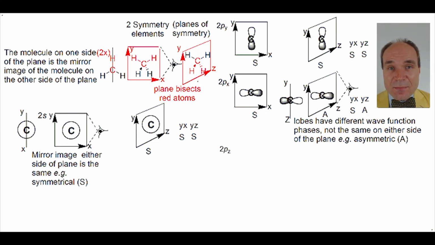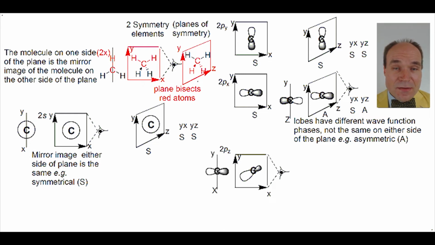Finally, let's have a look at the PZ orientated orbital. If we think about it in the YX plane, we can see by placing our eye on the right-hand side and looking from right to left, what is on either side of the plane? Well, it's electrons that are out of phase with respect to each other. The left-hand side of the plane, electrons are out of phase with the right-hand side of the plane. They are not mirror images of each other, and so they are asymmetric, or A.